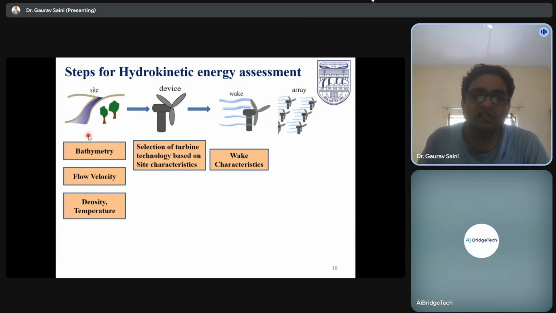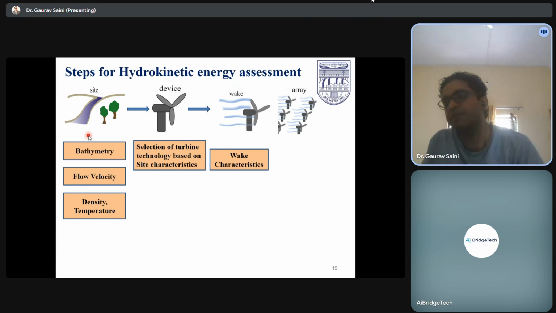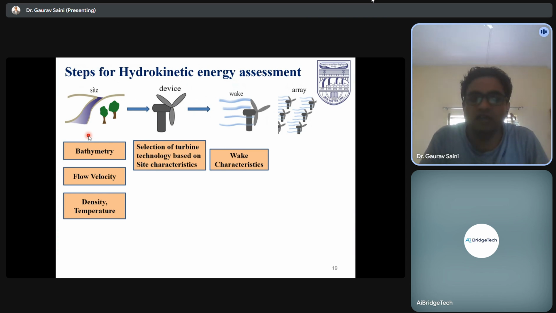So next is the wake characteristics. Suppose a particular technology has wake characteristics. Wake characteristics means, on installation of a particular turbine at a certain place, what is the effect of that installation on the downstream side. The downstream side is affected because we are extracting some of the velocity out of the water. So that will recover at a certain distance, and that distance is known as the wake recovery distance.